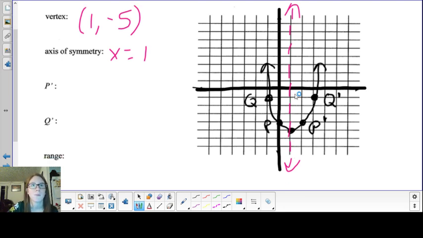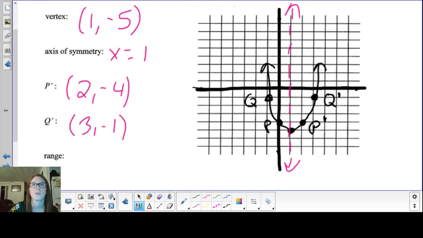In a little bit, we're going to try and graph reflective points. So first, we're asked to locate where P prime is. P prime, in this case, is going to be at 1, 2, 1, 2, 3, 4. So we're at 2, negative 4. And Q prime is at 1, 2, 3, negative 1.